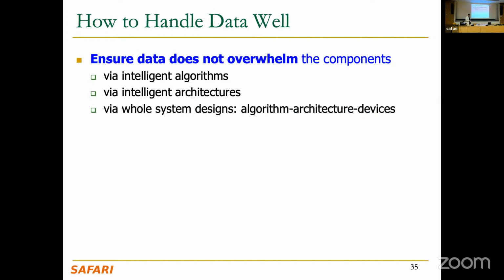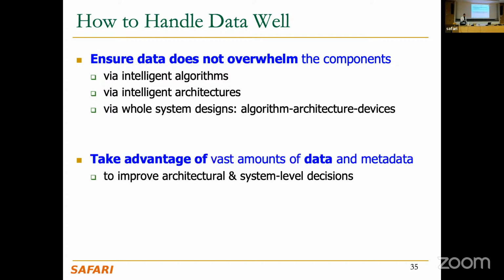What do we mean by handling data well? We want to ensure that the data does not overwhelm the processor or the processing units that you have in the system. And this can be done in several ways. It's not just by moving the computation, but also by designing new algorithms that take data movement into consideration, new architectures, and also co-designing the entire system to take this data movement into account.